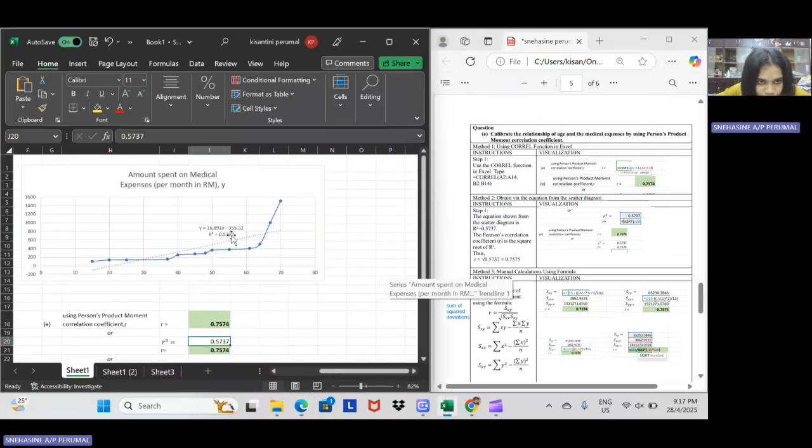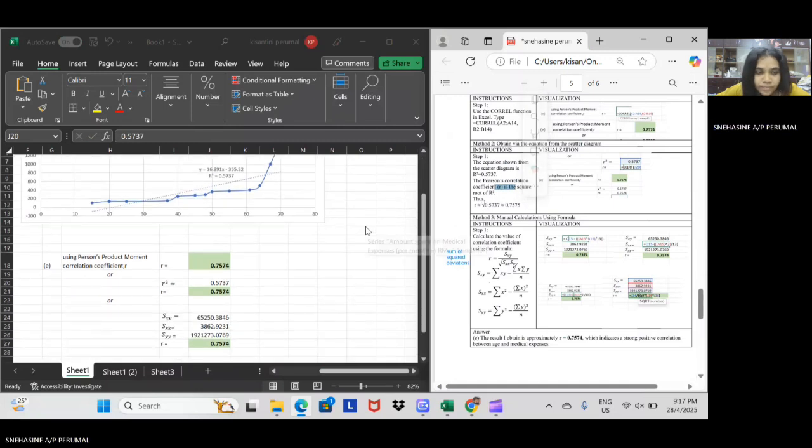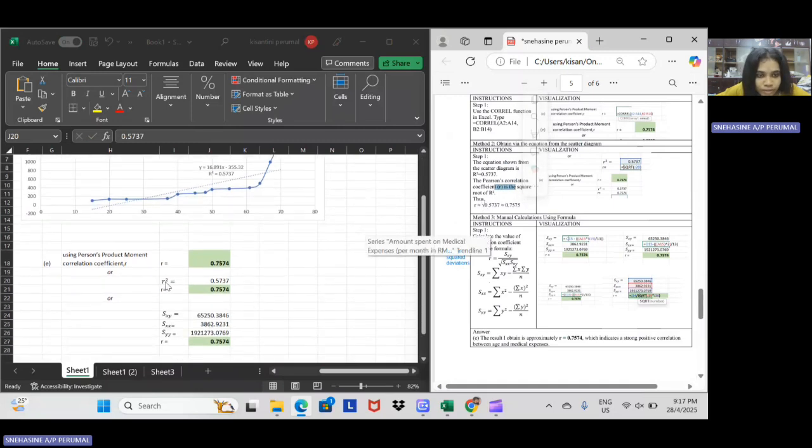It shows R² = 0.5737. So the Pearson correlation coefficient R is the square root of R squared. So R² equals 0.5737, so R equals, you will get the answer.